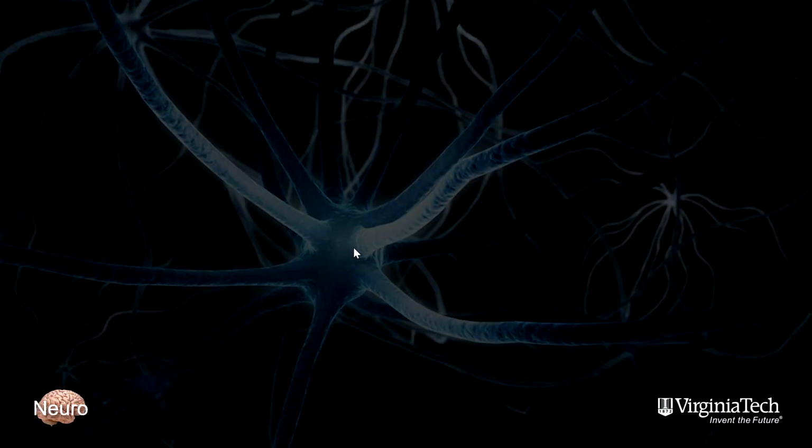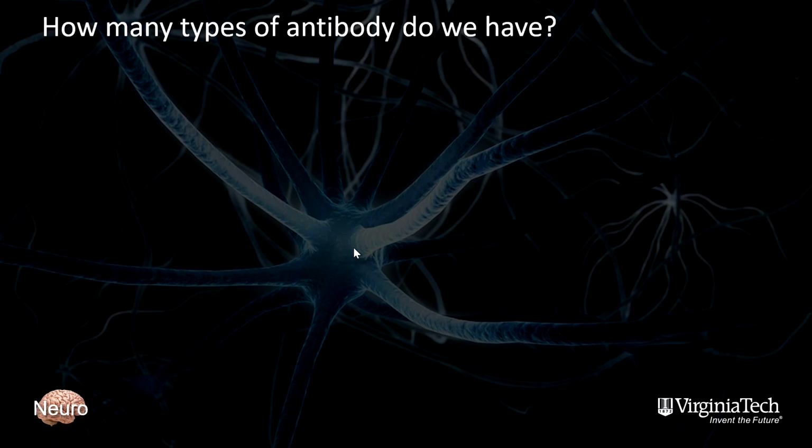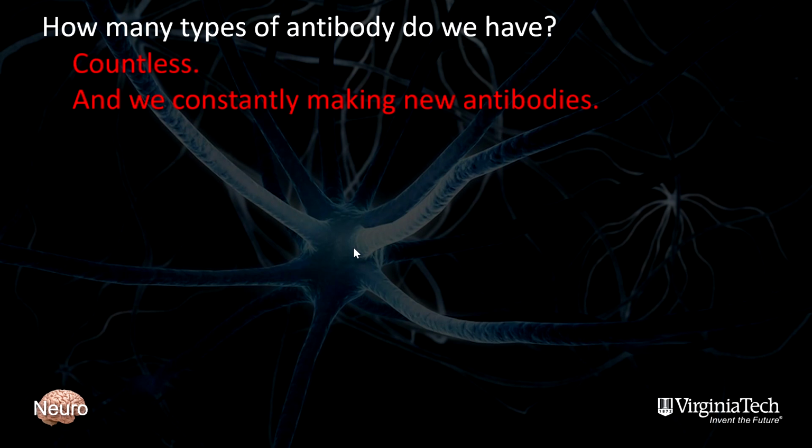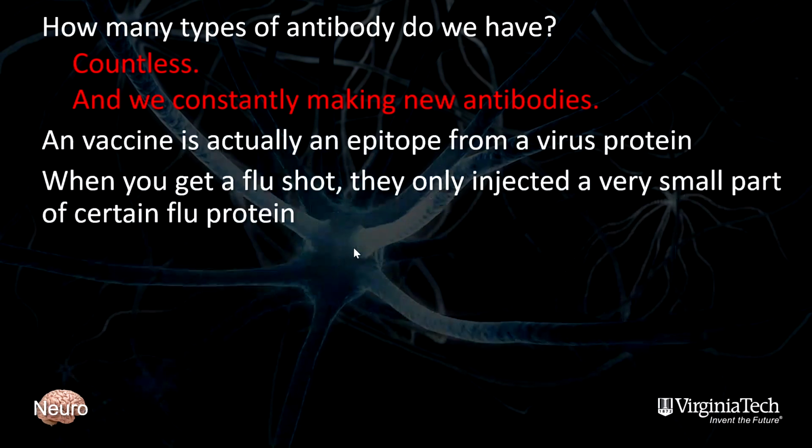Okay, here are some questions to help you understand these concepts. First one, how many types of antibodies do we have in our body? The answer is countless. We have a lot, and we are constantly making new antibodies because our bodies constantly encounter new antigens. And then a vaccine is actually an epitope from a virus protein. So when you have a flu shot, they actually inject a very small piece of a certain flu protein into your body. So you are going to have an immune response to generate some antibody.